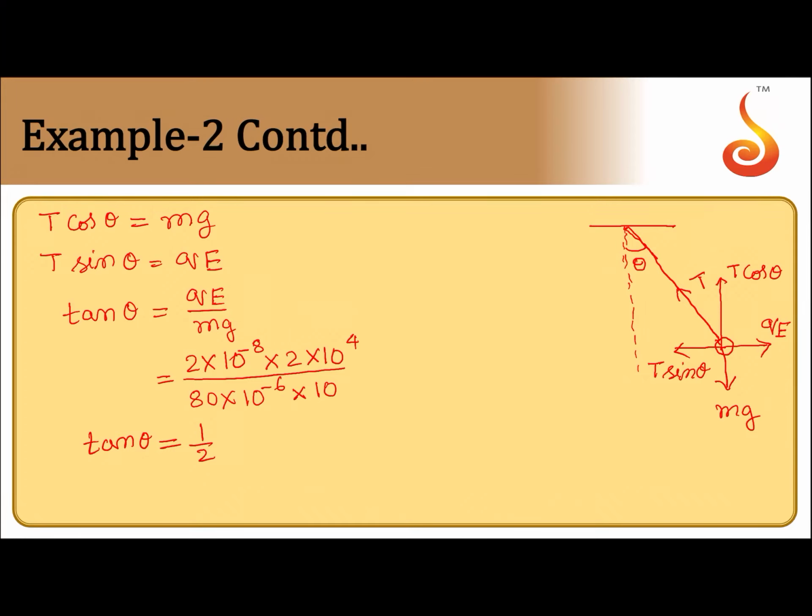So, if tan theta is equal to half, we will get sin theta is equal to 1 divided by root of 2 square plus 1 square. See, tan theta is opposite by adjacent. So, adjacent is 2, opposite is 1. So, sin theta should be opposite, that is 1 divided by hypotenuse. Hypotenuse should be root of 2 square plus 1 square. So, that is equal to 1 by root 5, right.